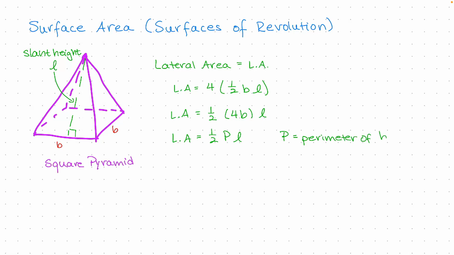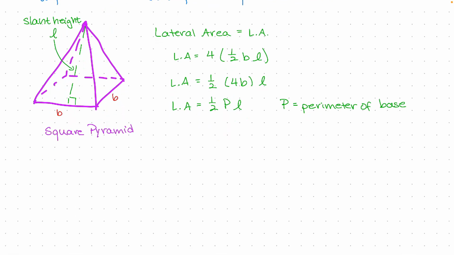So I started off with a square base, but we really could have a pentagonal base, hexagonal base, and so on. We could have 10 sides, 20 sides, 40 sides. We could have an infinite number of sides. If it was an infinite number of sides, what would the shape actually be? It'd be a cone. So now I'm going to take this to a cone. Any questions on where that 1/2 PL comes from?